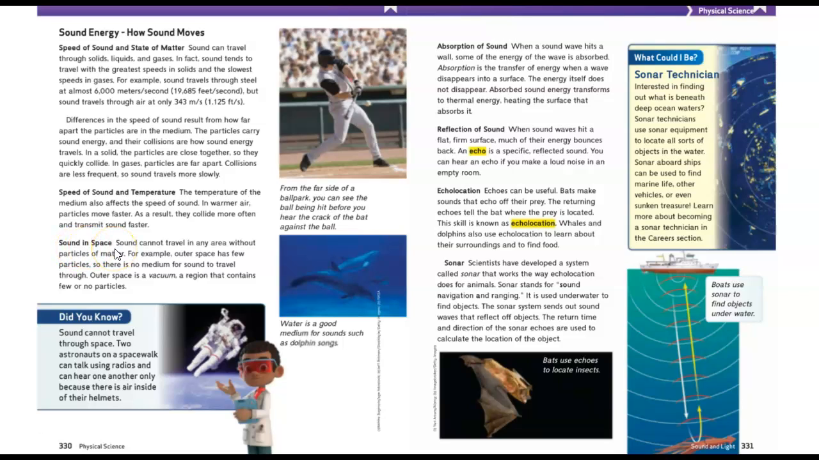Sound in space. Sound cannot travel in any area without particles of matter. For example, outer space has few particles, so there is no medium for sound to travel through. Outer space is a vacuum, a region that contains few or no particles. So, how are they hearing each other? They're usually speaking on a walkie or some type of communication tool. It says, did you know sounds cannot travel through space? Two astronauts on a spacewalk can talk using radios and can hear one another only because there is air inside of their helmets.